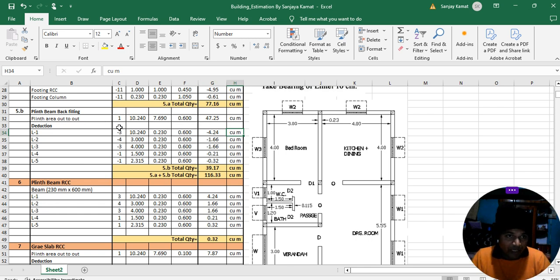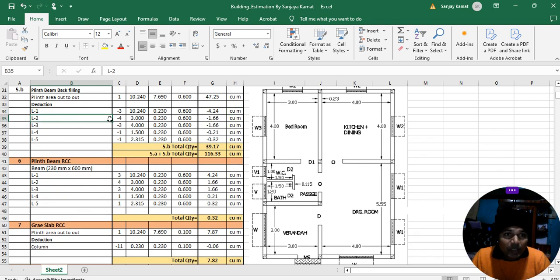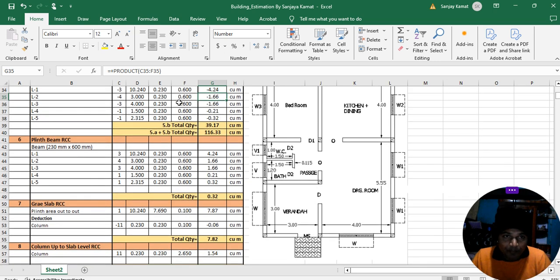Once you know this value, similarly you can do it for the next one, the length of the beam L2. For this we are taking the number as minus 4, and length 3.000, breadth 0.230 meter, and depth 0.600 meter. Once we know the four values, we can do the multiplication, and you will get minus 1.66 cubic meter.